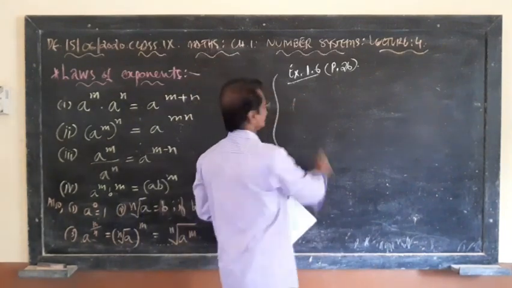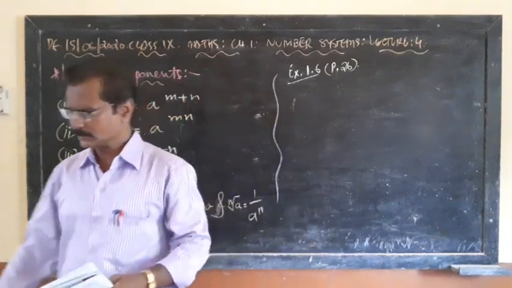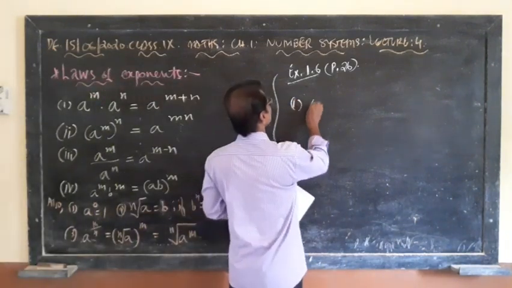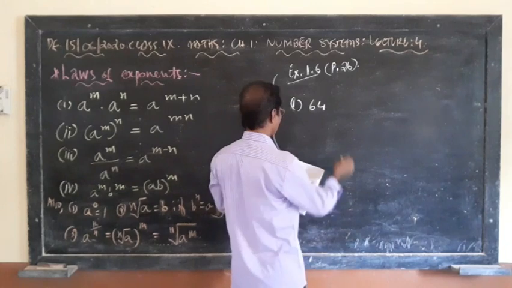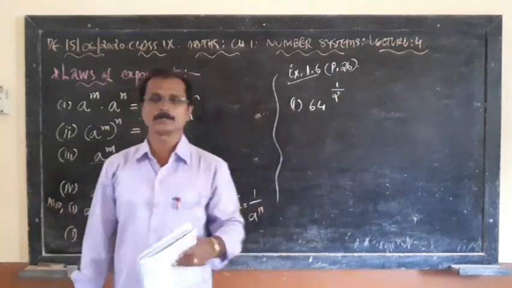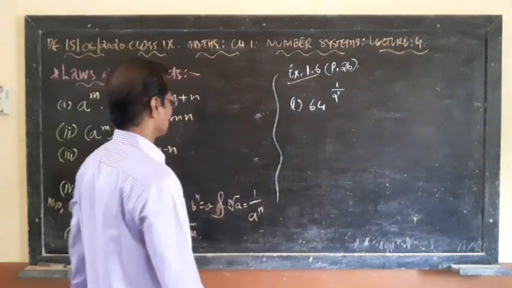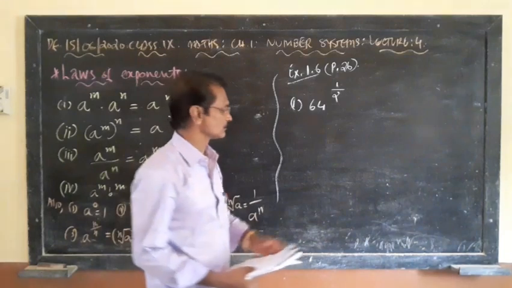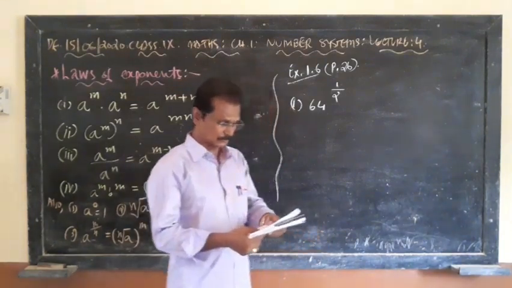The first one is 64 the whole raised to 1 upon 2. Keeping all these laws in mind, we need to solve this: 64 the whole raised to 1 by 2.